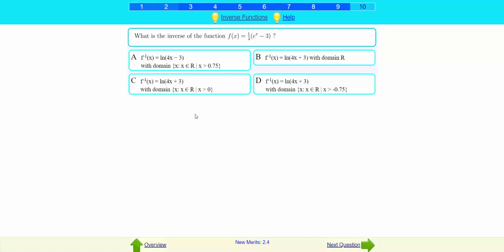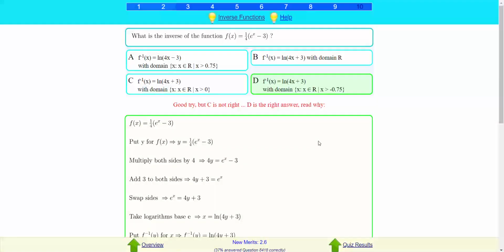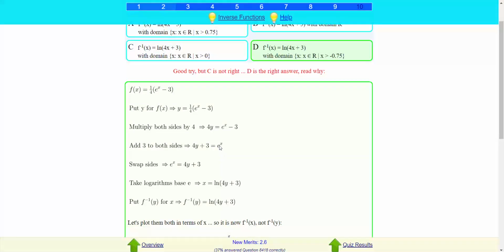Can't have negatives. Okay, so 4y, that's fine. I've done all of this. This is correct till here. You have to take the log base e. This is what I've done.